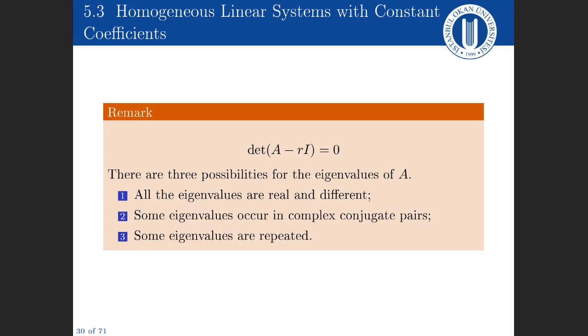At the moment, we're talking about possibility one. What do we do if all of the eigenvalues are real and different? In the final section of today's lesson, we're going to be talking about complex conjugate pairs of eigenvalues. And next week, we will cover the possibility of repeated eigenvalues.